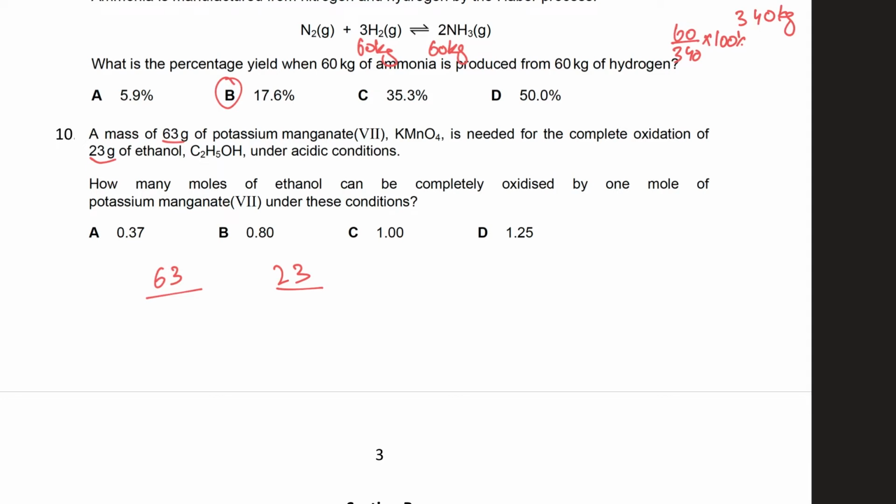So then they're saying how many moles do I need for 1 mole of KMnO4 to react. So if I have KMnO4 here and I have ethanol here, then 23 over its MR, which is 46, should give me the moles of ethanol, and 63 over its MR, which is 158 for KMnO4, should give me its moles. And this is going to be, if I have 1 mole of this, then how many moles of ethanol will it react with? Cross multiply and you get your mole ratio, and that comes out to be 1.25. There you go.